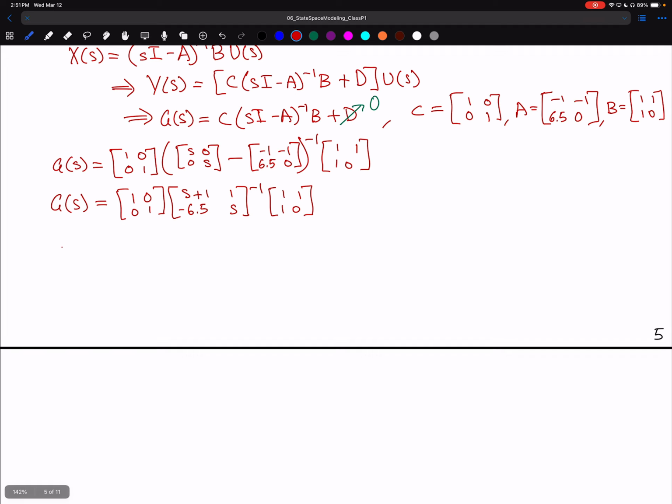And so from here, if you carry this out, you will find that G of s is equal to, first, a fraction 1 divided by s squared plus s plus 6.5. And that multiplies a matrix of s minus 1 times s, and then s plus 7.5, and then lastly, 6.5.